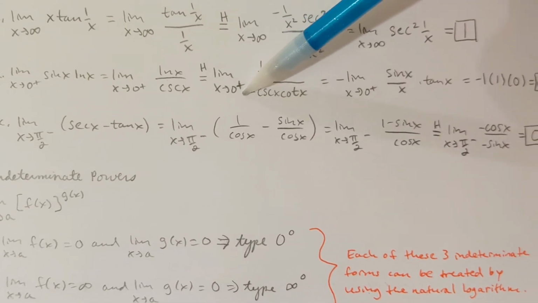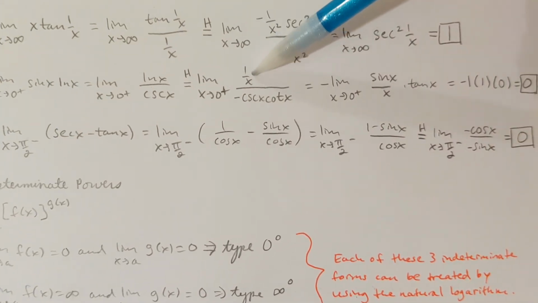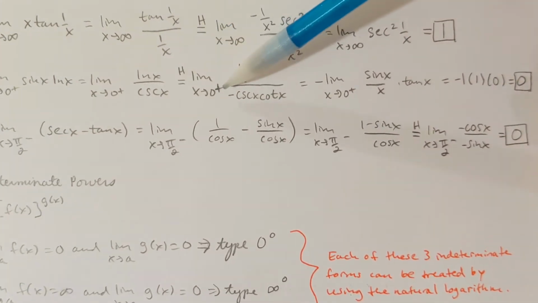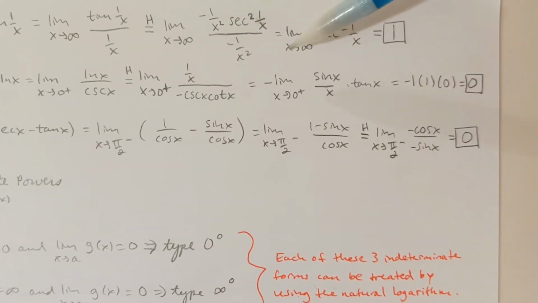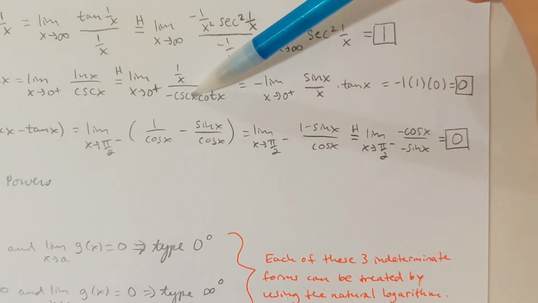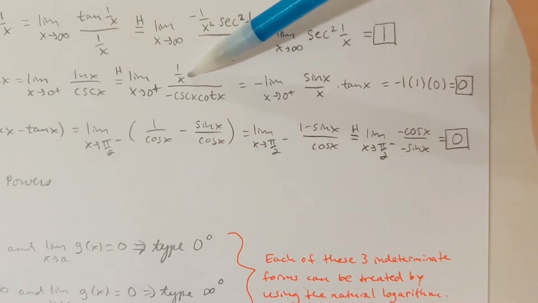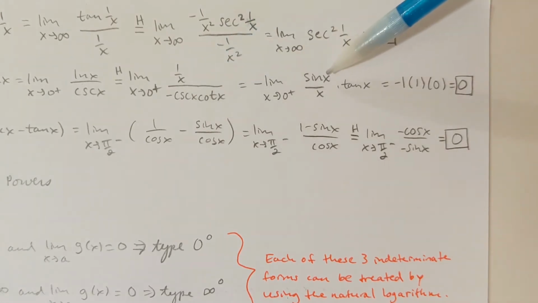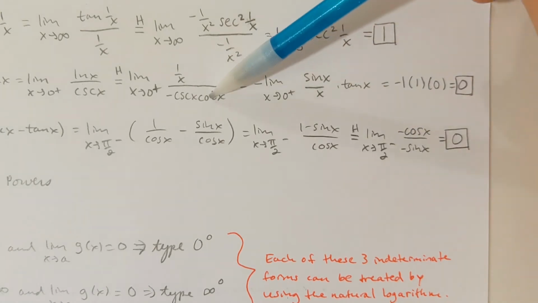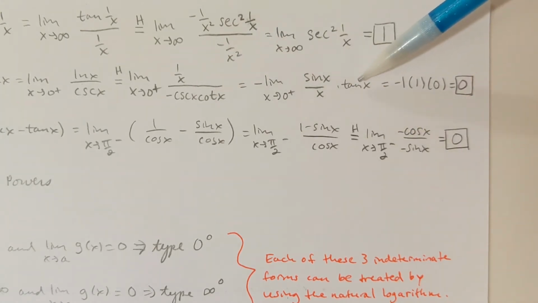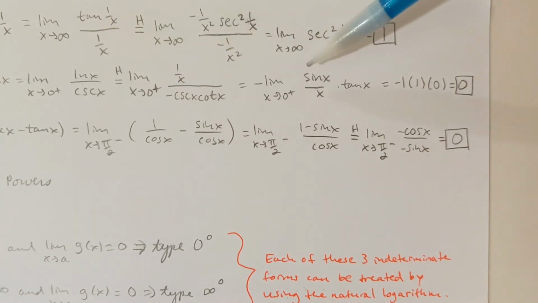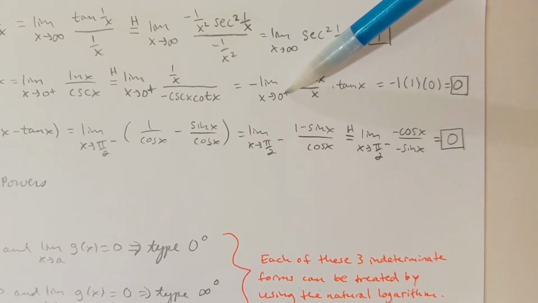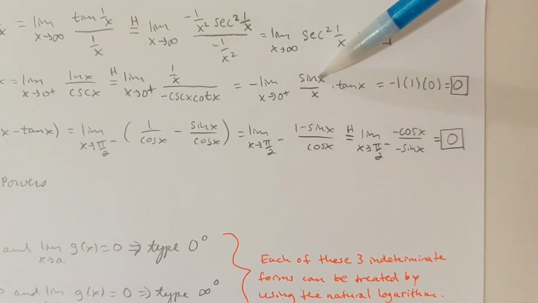Okay, you got the limit as x approaches 0 of the derivative of the top, that'd be 1 over x. The derivative of the bottom, that'd be negative cosecant x cotangent x. And cosecant x, 1 over cosecant x, that's the same as sine x. 1 over cotangent x, that's the same as tangent x. The negative can be brought outside the limit. And now how about the limit as x approaches 0 from the right of sine of x over x?